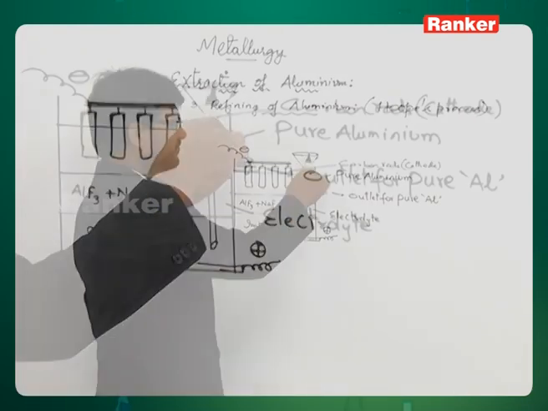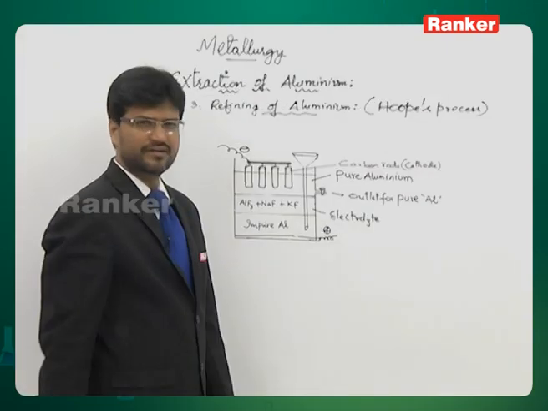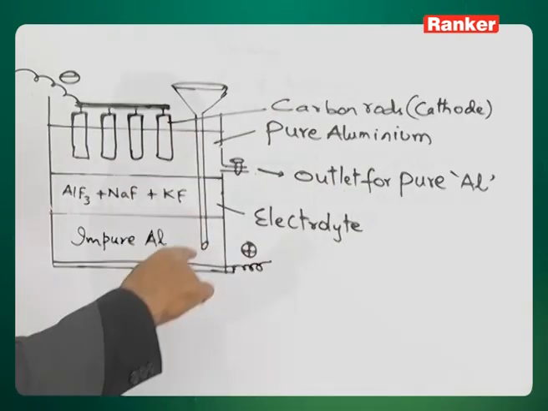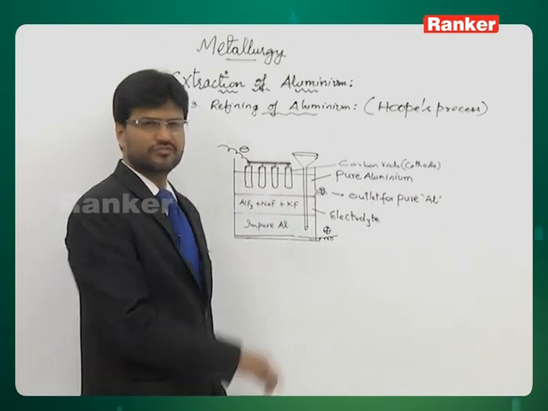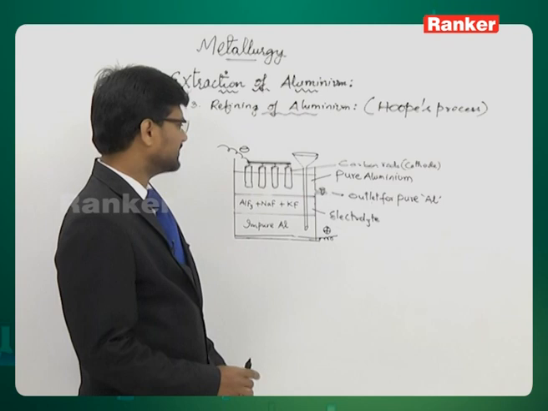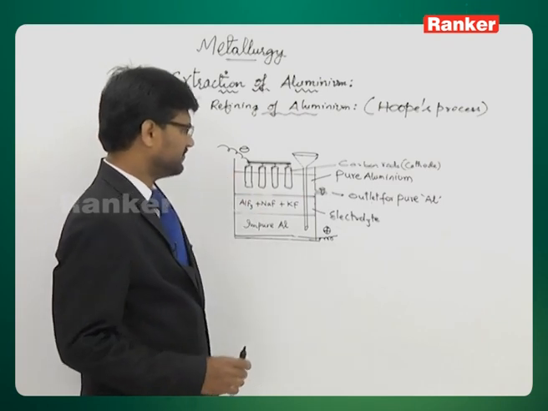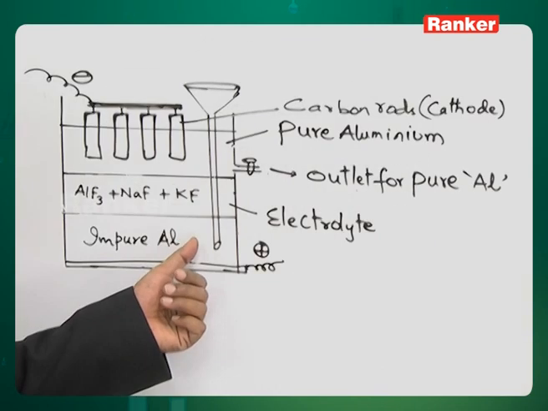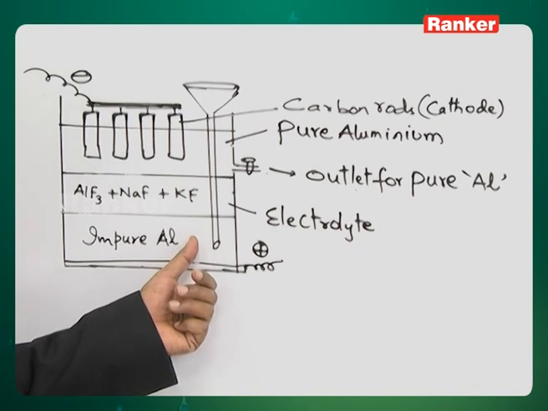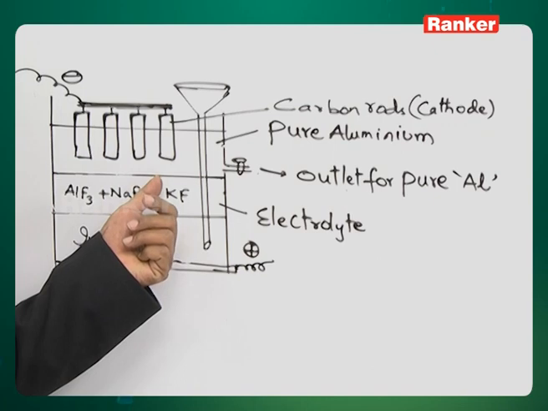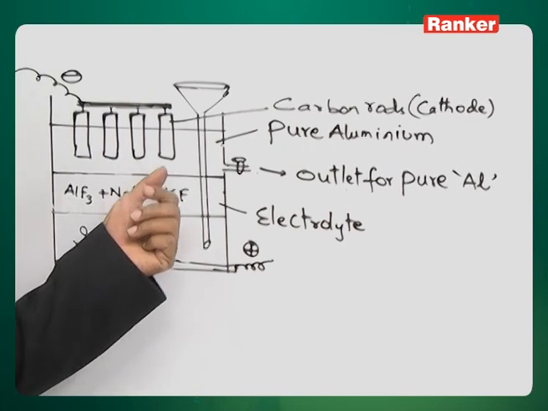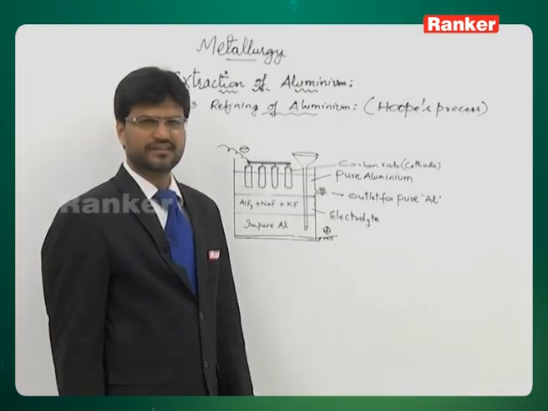Well, here we have an arrangement for tapping out pure aluminium through this outlet. And this is a funnel with a long stem provided, so that you can directly introduce impure aluminium to the bottom layer without disturbing the first two layers. Now, when you pass current into this, impure aluminium gets oxidized to Al3+ and enters into the middle layer. Al3+ from the middle layer will enter into the top layer, gets reduced as Al.